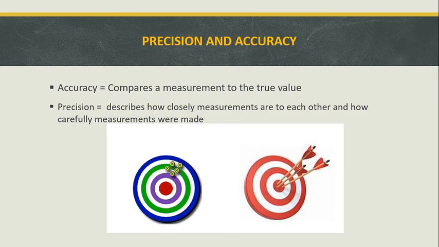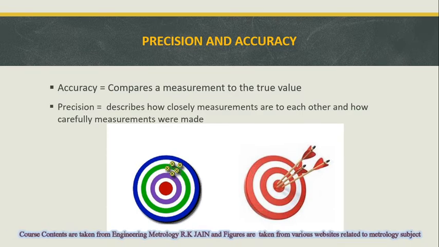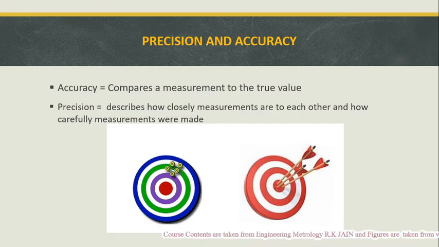And the next important topic is precision and accuracy. Here we should find out what is meant by accuracy and what is meant by precision. Accuracy, simply we can define, compares a measurement to the true value. When we compare the output with the true value, the value should be equal or very close to the true value.